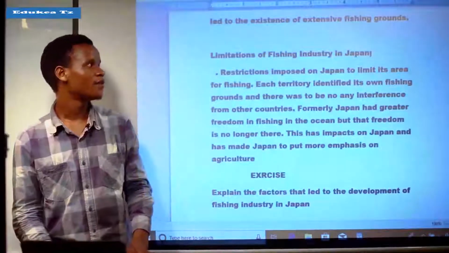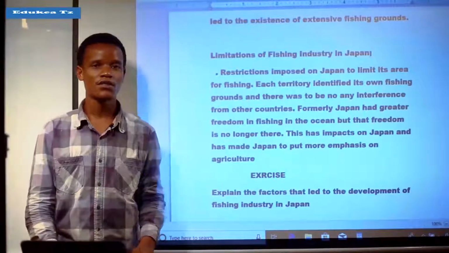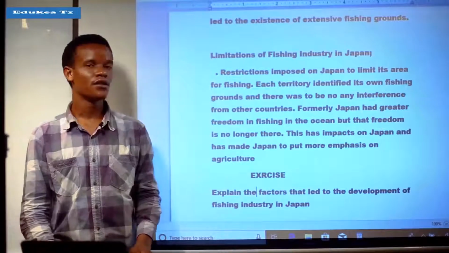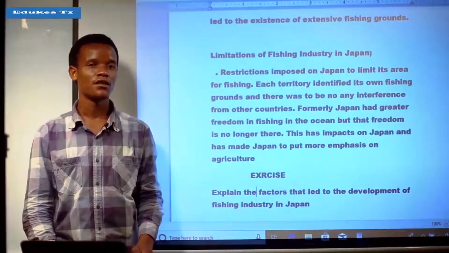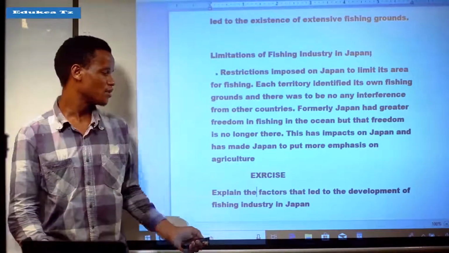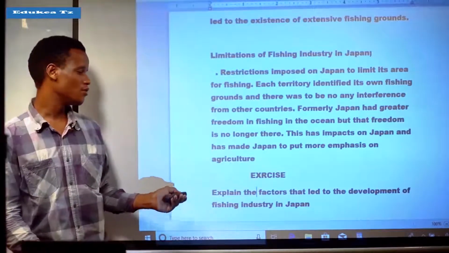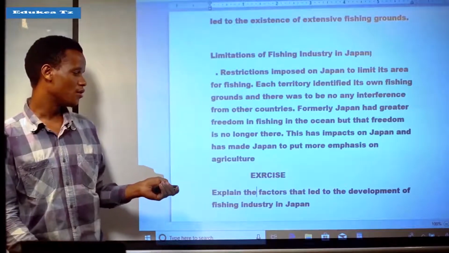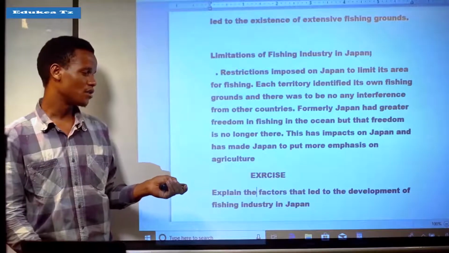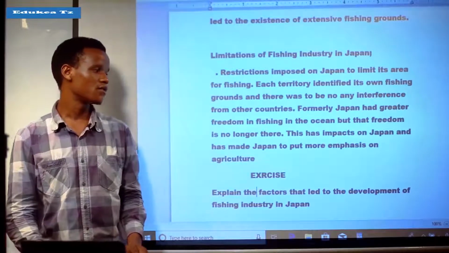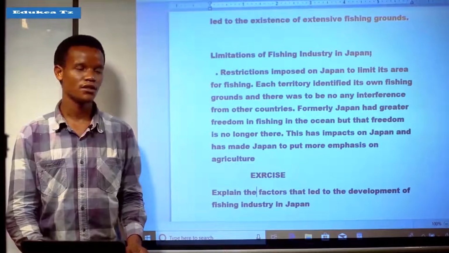So after seeing those limitations that hinder the development of the fishing industry in Japan, let us now see the questions here that require you to explain the factors that lead to the development of the fishing industry in Japan. Here we are going to see those factors that act as the driving force for the development of the fishing sector in Japan.